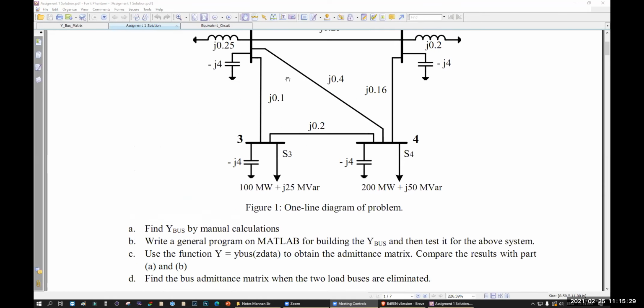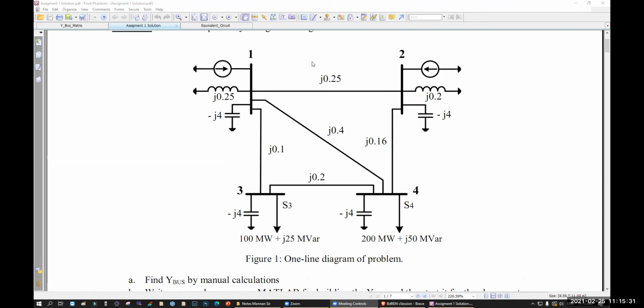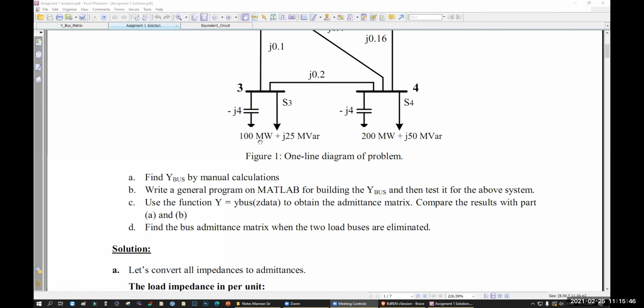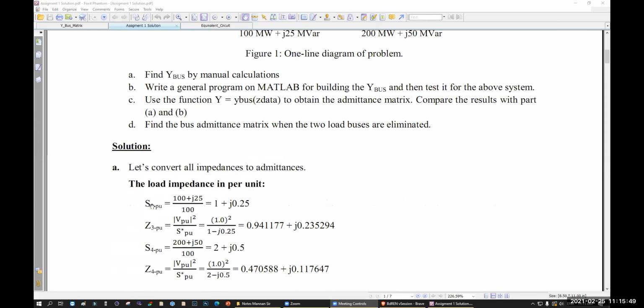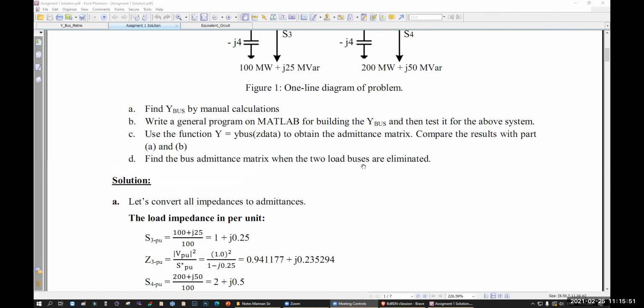So here you have loads, right? What are the loads? Here you have one load, that is S3. Here you have another load that is called S4. So you have to convert this load to the impedance first. How can you convert the load into admittance? Like this. S3 per unit will be what?